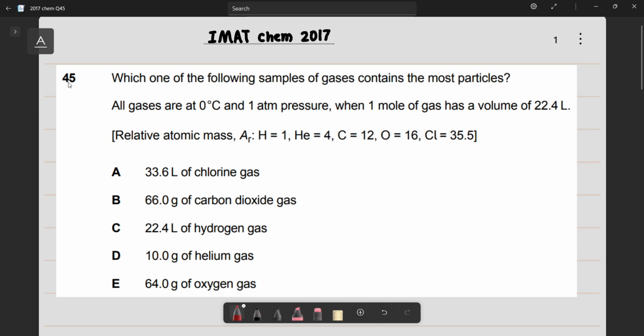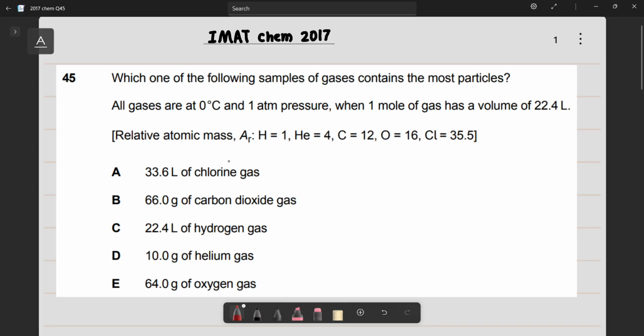Come back. This is chemistry question 45 from the IMAT 2017 past paper, so I'll be solving this. It says: which one of the following samples of gases contain the most particles? All gases are at 0 degrees Celsius and 1 atm pressure, when 1 mole of gas has a volume of 22.4 liters.